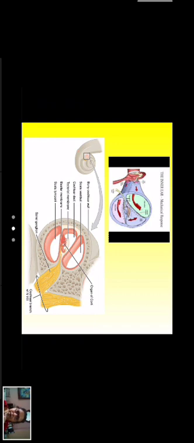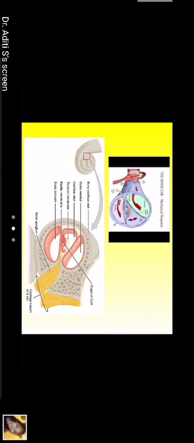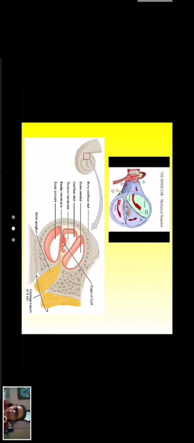This upper part is called scala vestibuli. And this lower part is called scala tympani. The scala vestibuli starts from where? From here, the oval window, and the scala tympani ends in the round window. In between is the scala media. This part is the scala media.